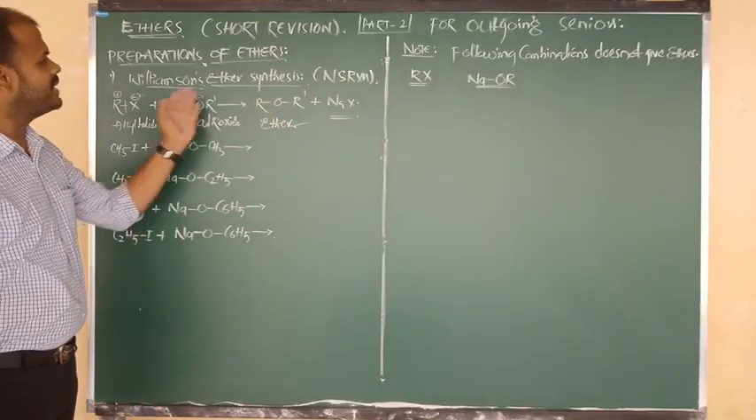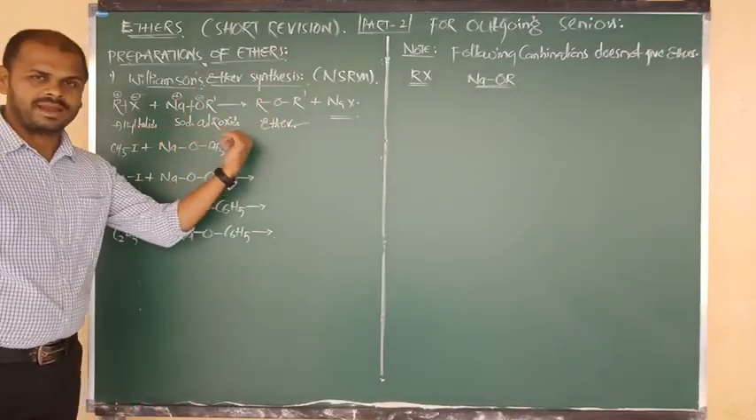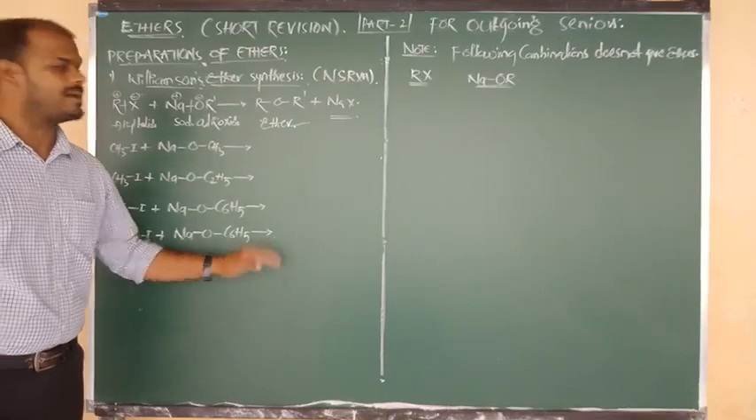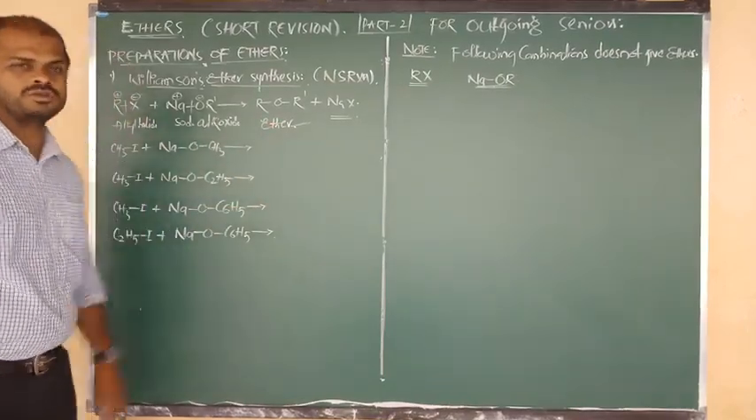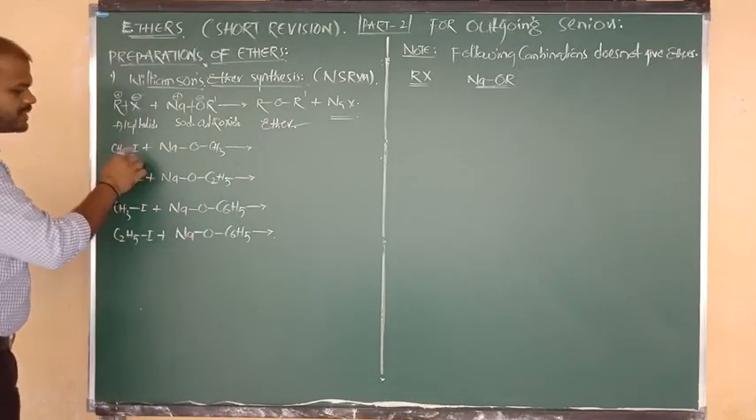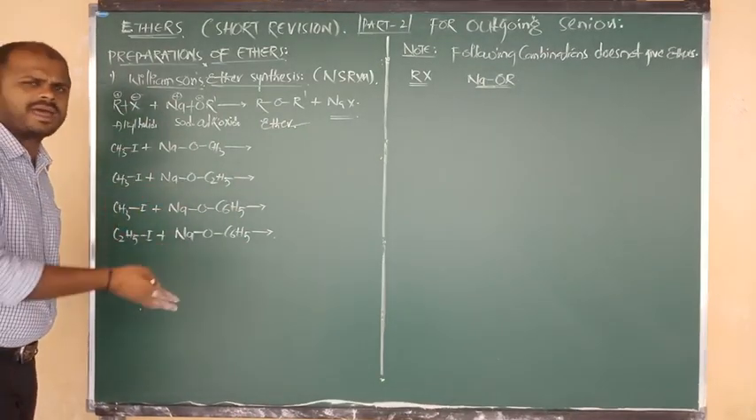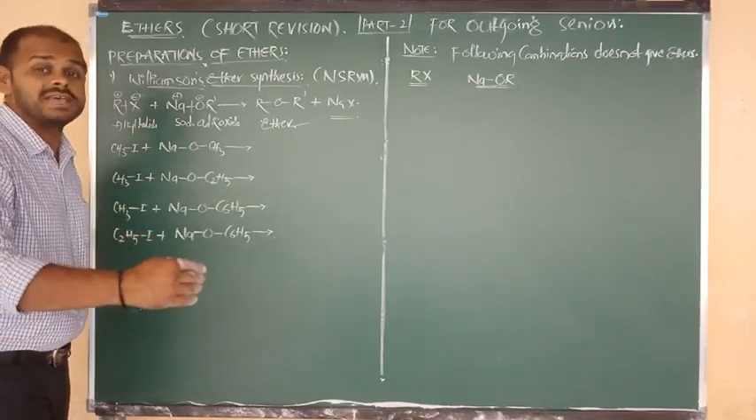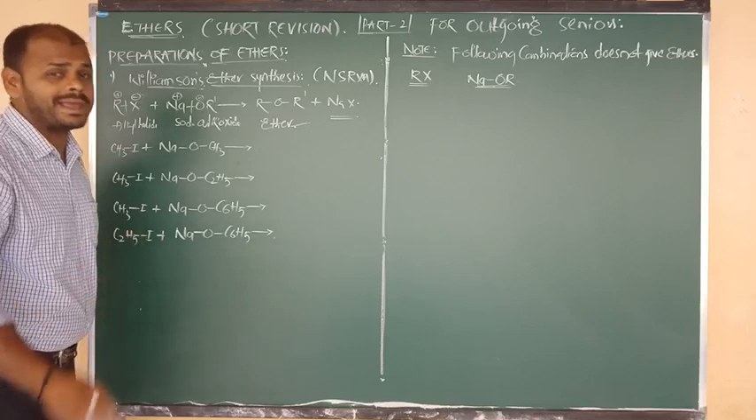On the basis of Williamson's ether statement and reaction, I want to discuss some more examples, some more preparations of ethers. RX is an alkyl halide, which can undergo reaction as methyl iodide, methyl chloride, methyl bromide as you wish. But more reactive is methyl iodide, due to the large size of iodine, the bond breaks easily.